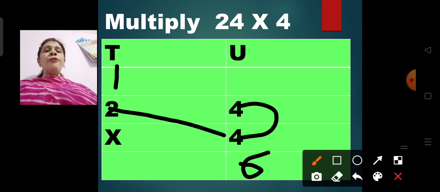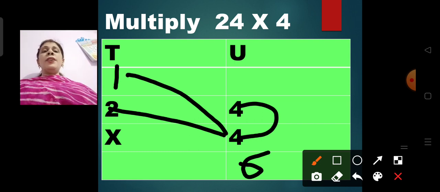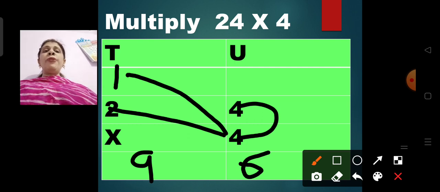Now 2 4s are 2 1s are 2, 2 2s are 4, 2 3s are 6, 2 4s are 8. To that 8 I will add this 1. So 8 plus 1 will become 9. So when I multiply 24 into 4, I get my answer 96. That means 24 fours are 96. Okay.